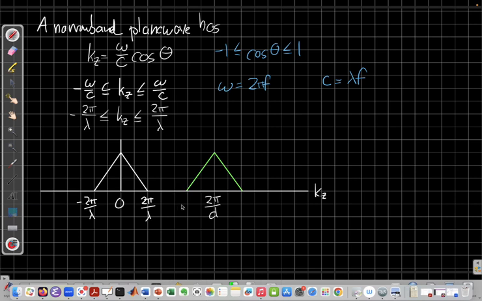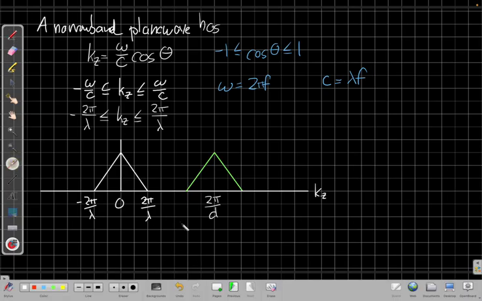So the key idea is that we need these copies not to overlap, so we need to figure out where this left edge is. I need to make sure this left edge here is above the right edge of this. And there's a similar copy at minus 2 pi over d, right? These repeat on and on, but I'm just drawing two of them, that's all I need to figure out the sampling criteria. So that edge is centered at 2 pi over d, and then it's minus 2 pi over lambda below that. Right?